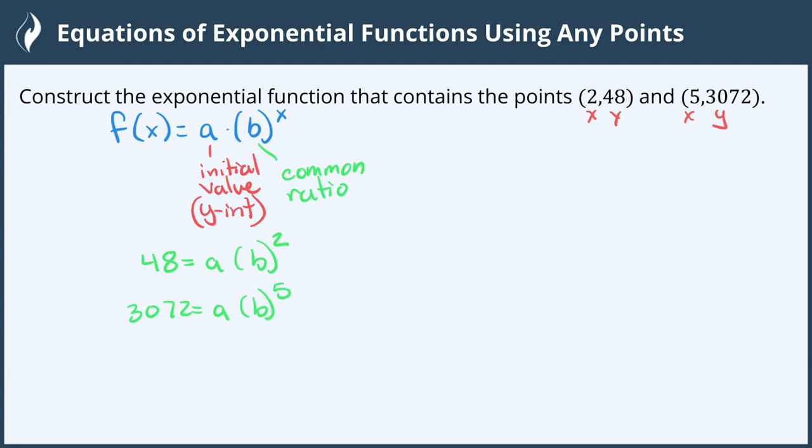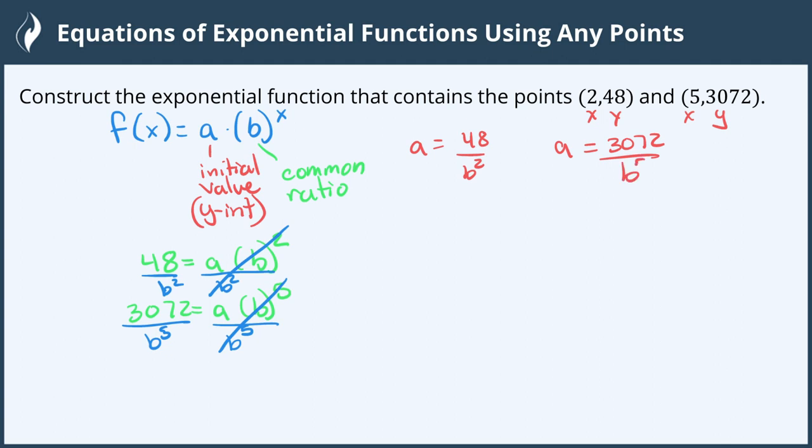Now we can solve both of these equations for a by dividing the first one by b squared and the second one by b to the fifth. We end up with two equations where a equals 48 over b squared. We also have a equals 3072 over b to the fifth.